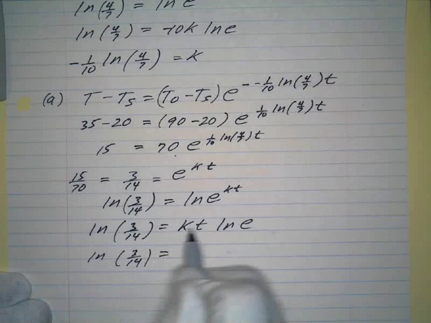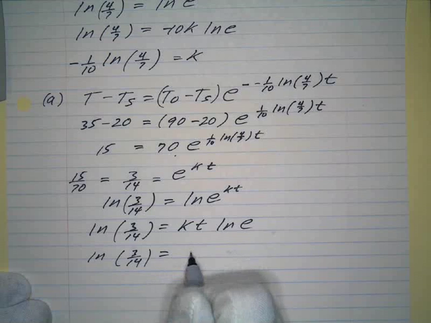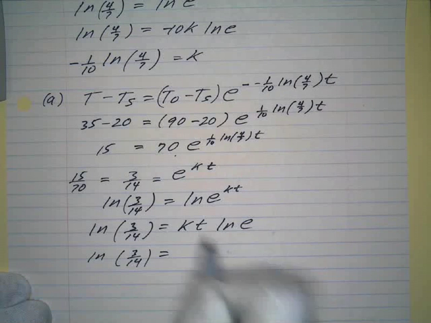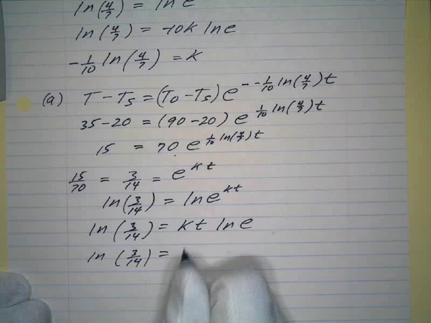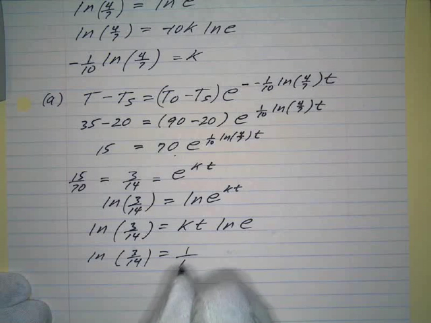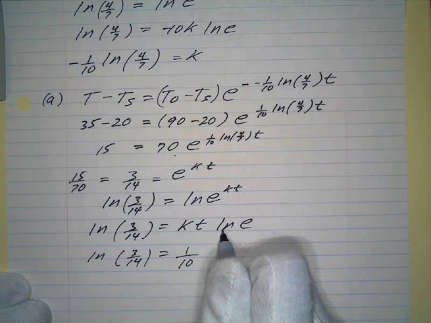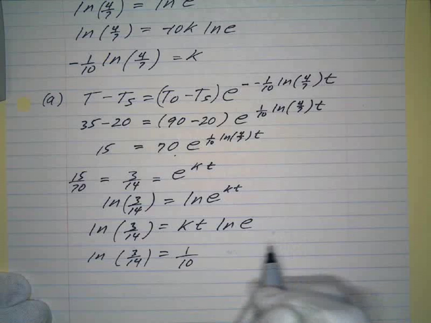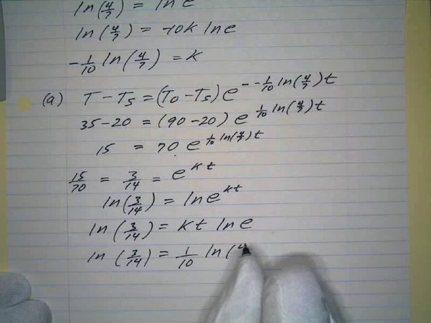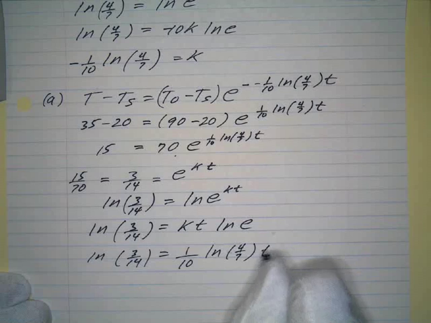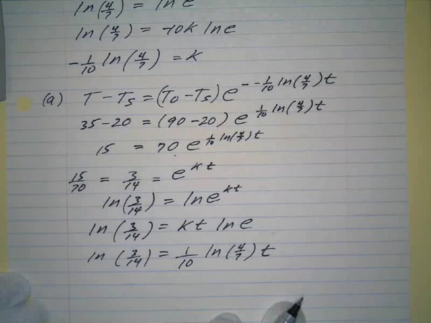And now I can write my K in, and my K is going to be negative. I'm sorry, it's positive now because I worked this up here, so I call this the actual K. So it's going to be positive 1 over 10 times the natural log of 4 over 7 times t. So that was what I kind of called K for a while to save myself a little bit of time in writing.